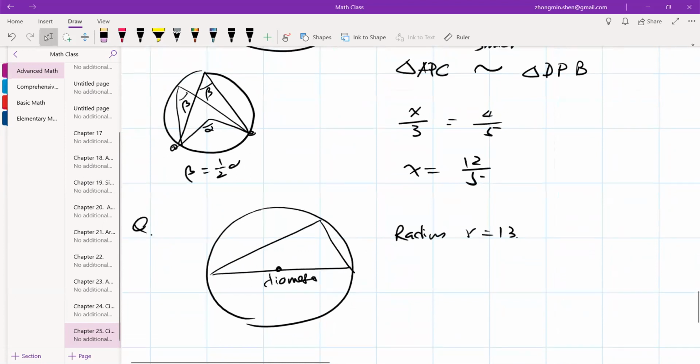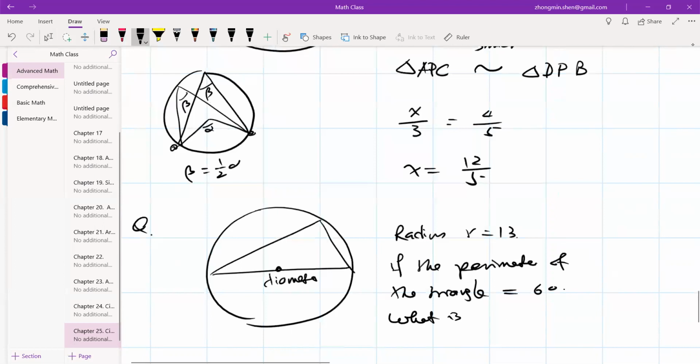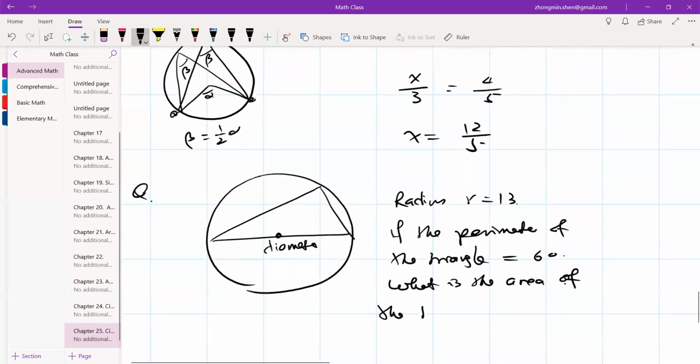If the perimeter of the triangle is going to be 60, my question is, what is the area of the triangle? Of course, the circle is already known.